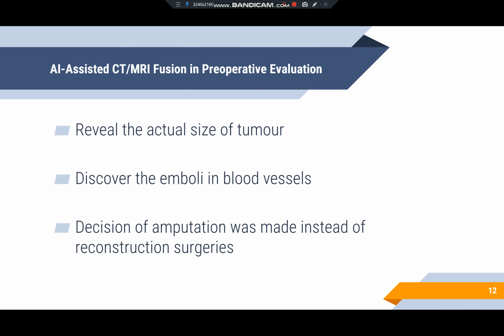soft tissue. But later, using the CT and MRI fusion techniques, it revealed the actual size of the tumor, and it discovered some emboli in blood vessels, which led to the decision that amputation was made.